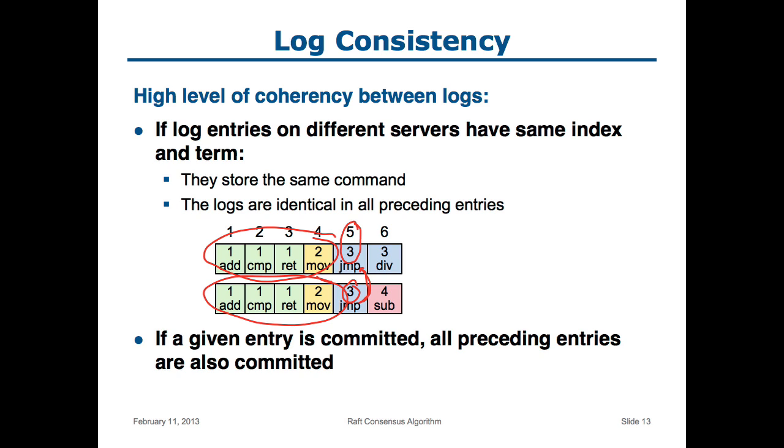Furthermore, it turns out that if a particular entry is committed, then all preceding entries are also committed. And that kind of follows from the previous rule, and you can see that if a majority of the servers store this one entry here at index 5, then because of the rule above, they must also store all the same earlier entries, and so we know all of those entries will also exist on a majority of the servers.